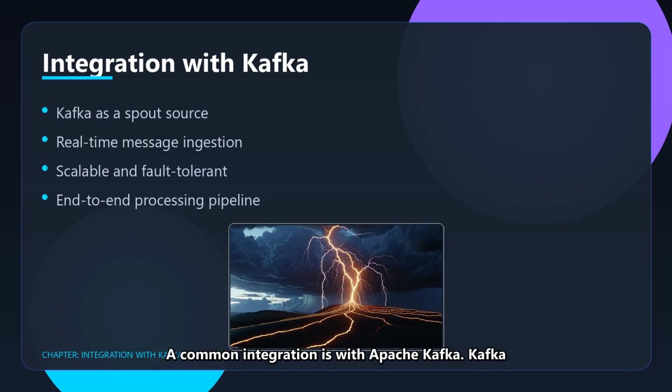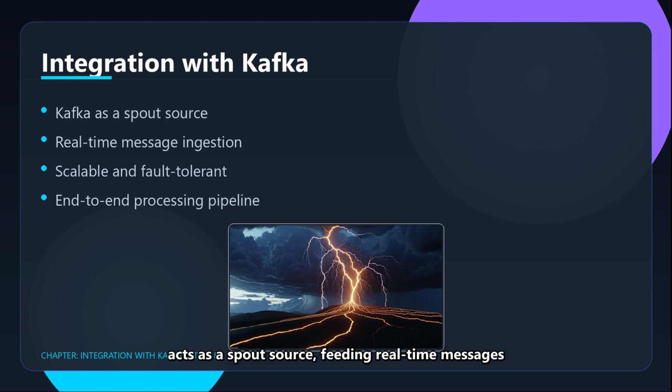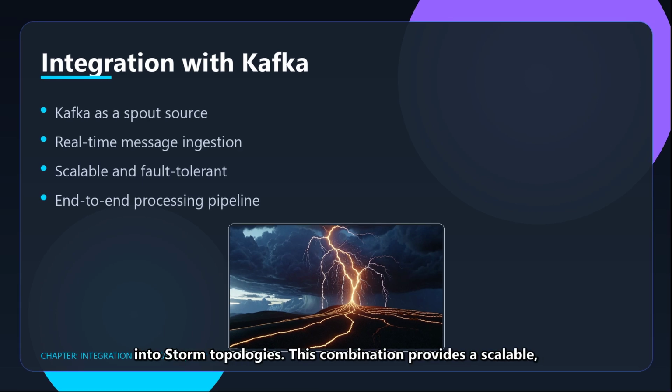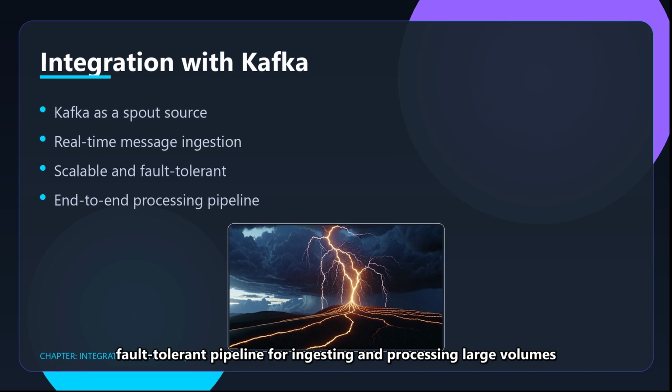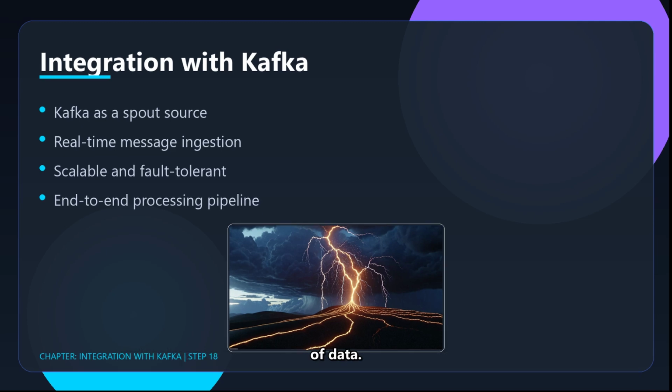A common integration is with Apache Kafka. Kafka acts as a spout source, feeding real-time messages into Storm topologies. This combination provides a scalable, fault-tolerant pipeline for ingesting and processing large volumes of data.